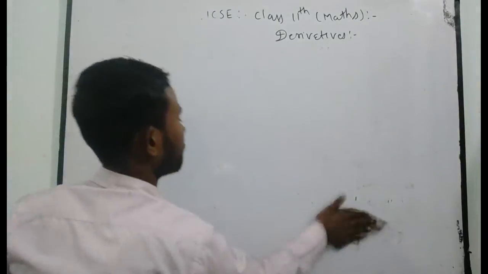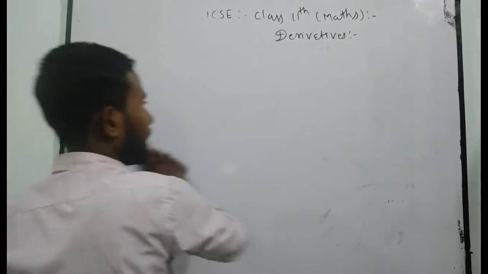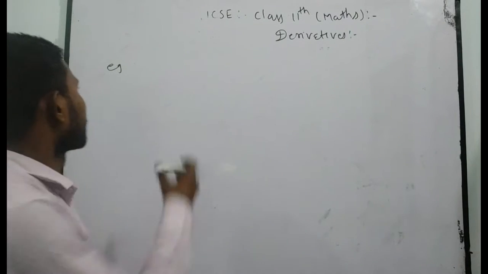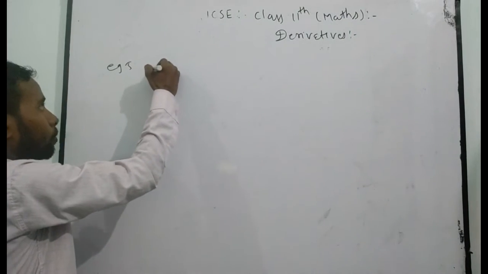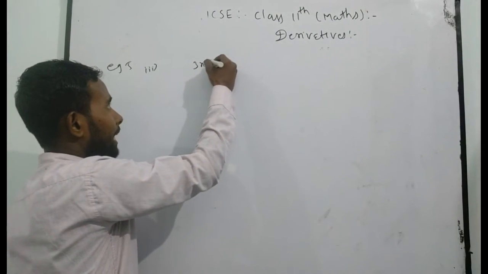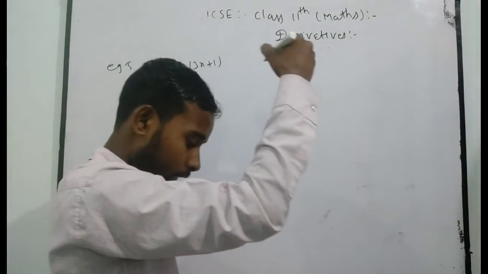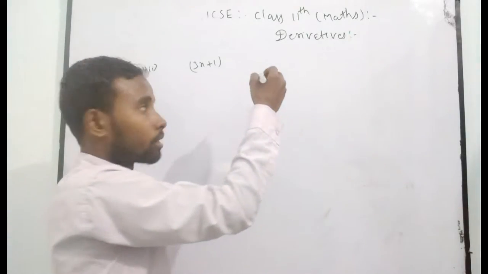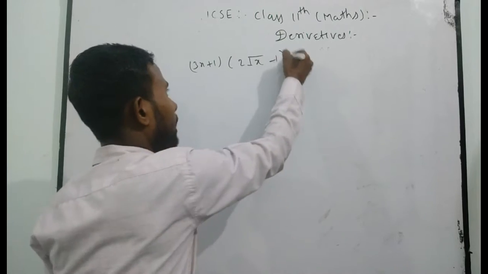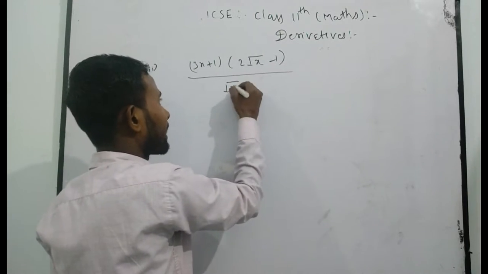First part leave. Take the next 3 problems for you. Example 5/3. What is the third? In the third, they have given (3x plus 1) into (2 root x minus 1 by root x). You have to find the derivative of this function.